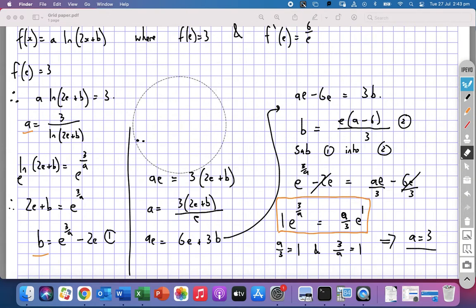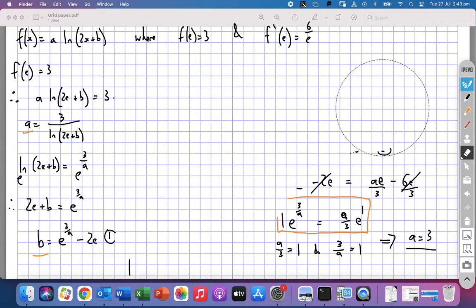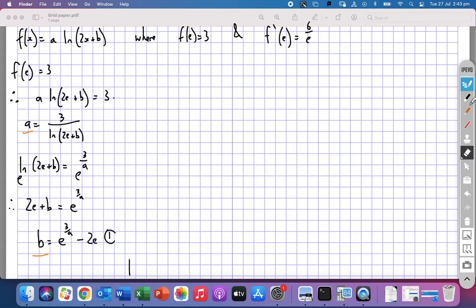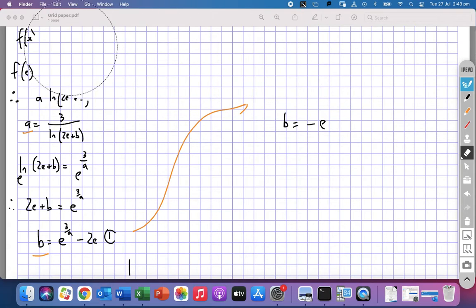So given that A was 3, we could now calculate B in equation 1 here. I'm still in orange. So B has to equal E minus 2E. So therefore B equals minus E. Right. Okay, so that was question 6.